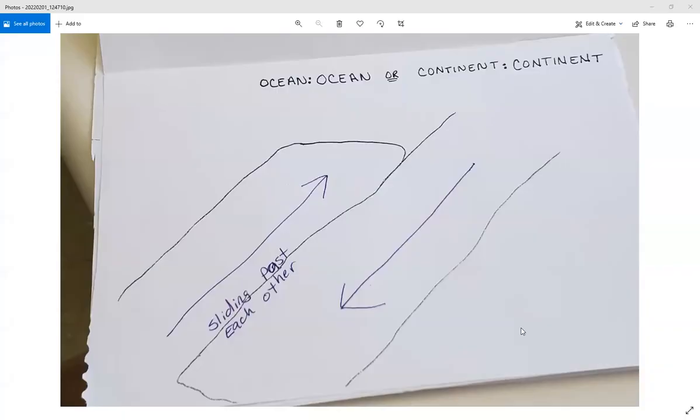And the other drawing I want you to now include is super easy. There's only one drawing that we are going to include in this part of the book. And that is, ta-da, here it is. Those are like 2 pieces of crust. They can either be ocean to ocean, or they can be continent to continent, either way. But one is moving one way, the other's moving the other way. They're just sliding past each other.